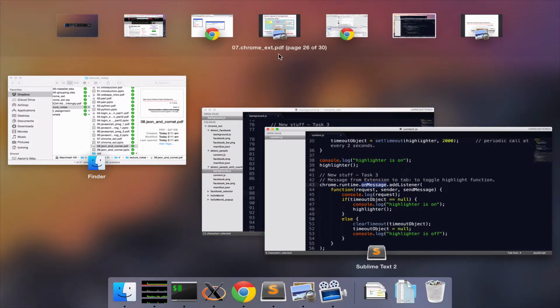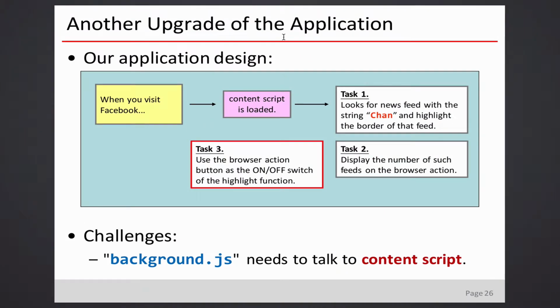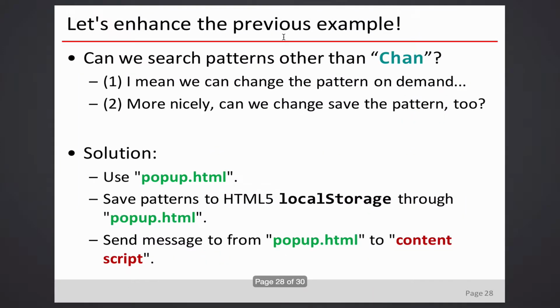And for the last task, I don't give you code, because the last task is highly related to assignment 3. I leave it to Kelvin. What's the last task? The last task is the final enhancement. The final enhancement is I want to have a pop-up HTML. When you click on the pop-up, what will happen?